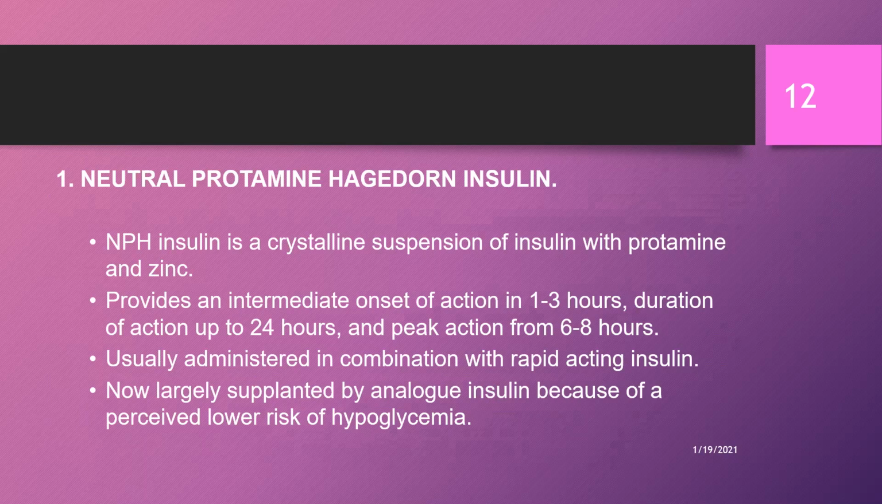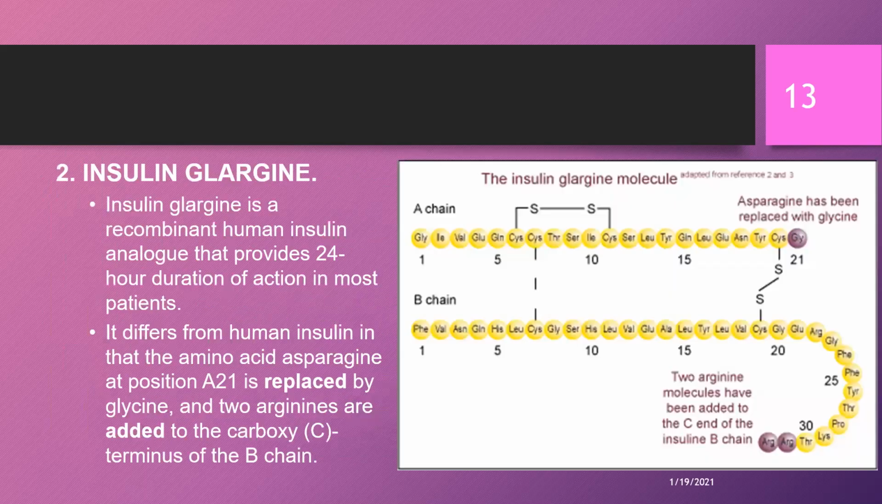However, we usually observe in clinical practice that it lasts for 12 to 14 hours, especially if we are seeing some resistant type of diabetes where insulin requirement is also increasing. It is usually administered in combination with rapid-acting insulin, we all know that. Now, largely it is supplanted by analog type of insulin because of a perceived lower risk of hypoglycemia. So NPH has a property to cause rapid hypos, and when you're giving higher doses, you have to be really careful that the patient does not skip the meal and there are no long gaps in between meals too.